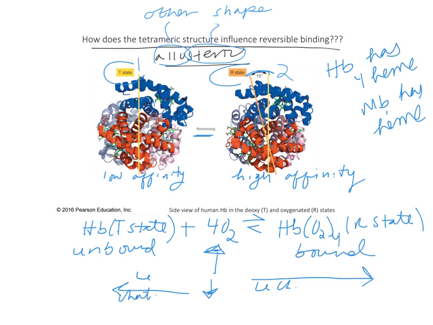Okay, so again, we have a tetrameric structure that has allosterics. It has 2 shapes. It has a low affinity shape, a high affinity shape, and those are represented by the T state and the R state. And we're going to talk about what causes this change in shape, and then next we'll talk about what stabilizes each of them at the different oxygen concentration levels.